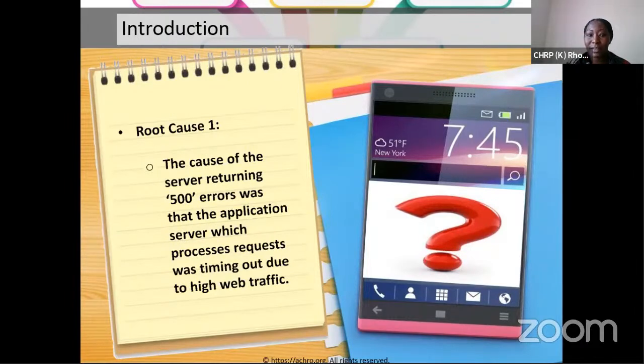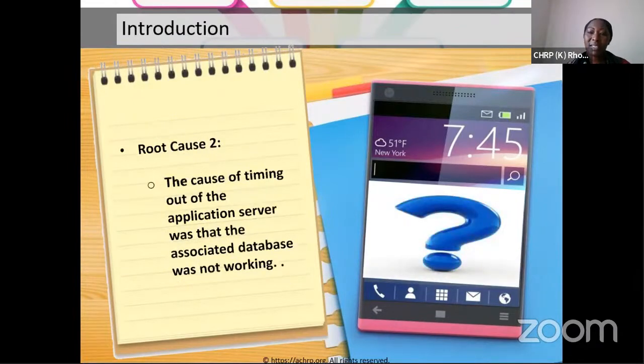It's a time like this, like Christmas. Because of the high traffic, the application server, or the front server, was returning an error and timing out every now and then. So you try to make an order, and halfway you are timed out. The second cause of the application server on the front timing out was that the associated database was not working.